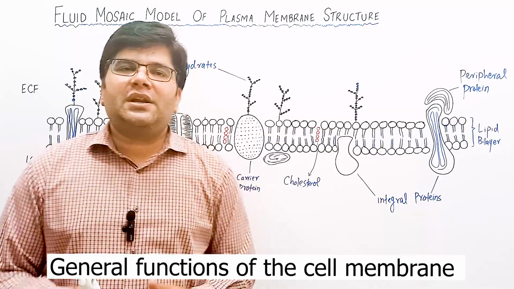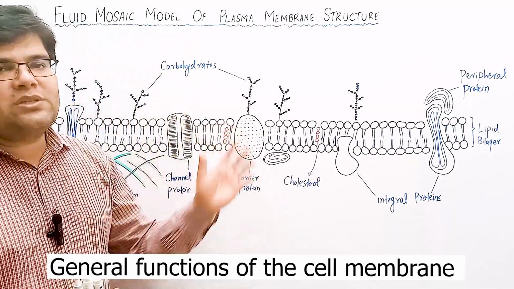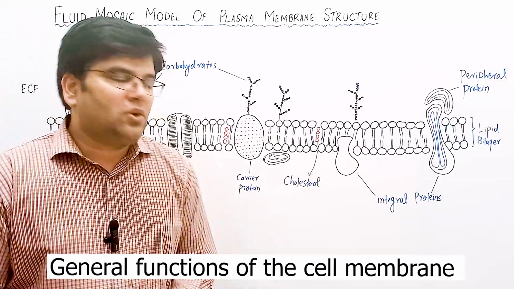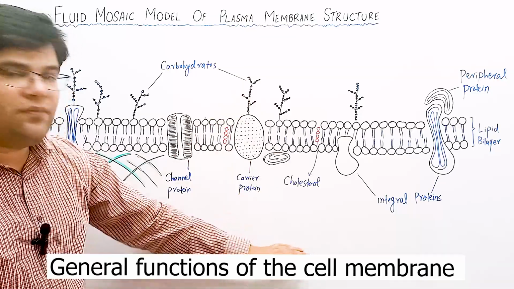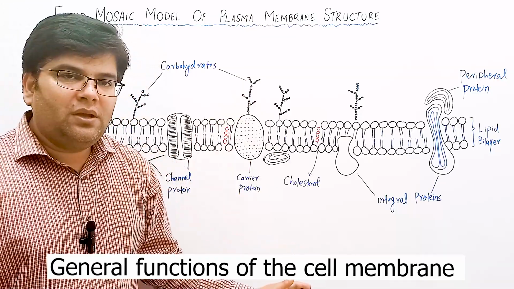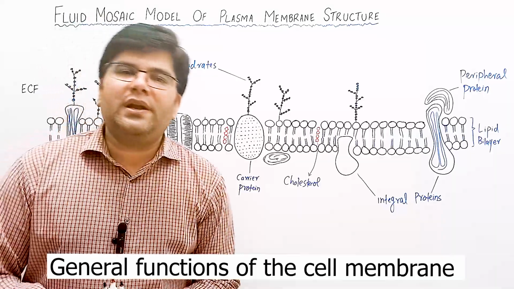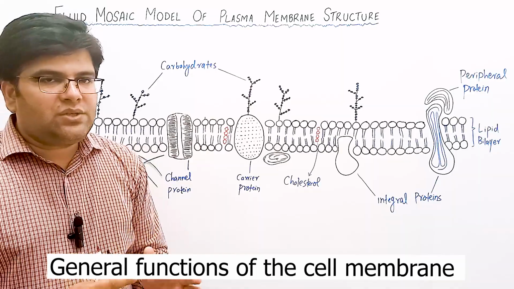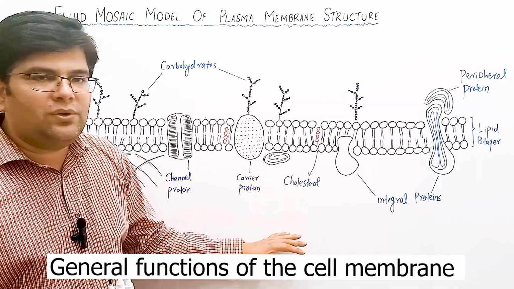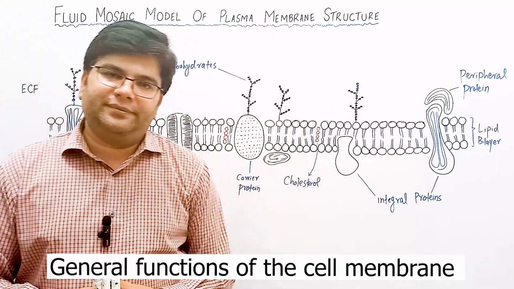Now let's talk about some general functions of the cell membrane. Number one, the cell membrane is responsible for maintaining the composition difference of the intracellular fluid from the extracellular fluid. For example, you know that intracellular fluid is rich in potassium and extracellular fluid is rich in sodium. This is because of the selective permeability of the cell membrane. The cell membrane provides a mechanical barrier, and in this way it compartmentalizes the intracellular fluid from the extracellular fluid, and this provides protection to the cell.